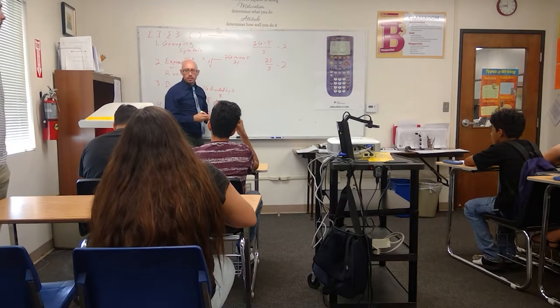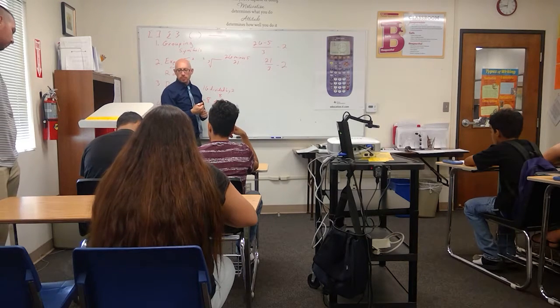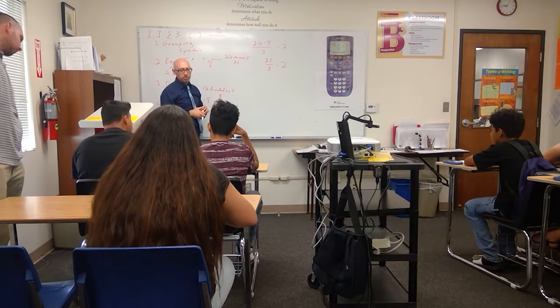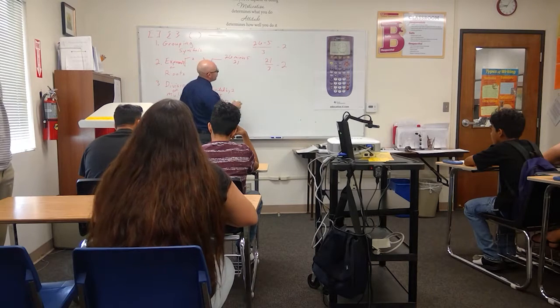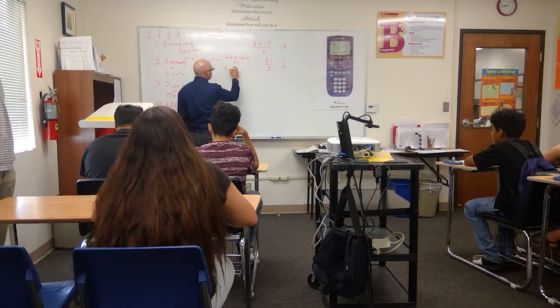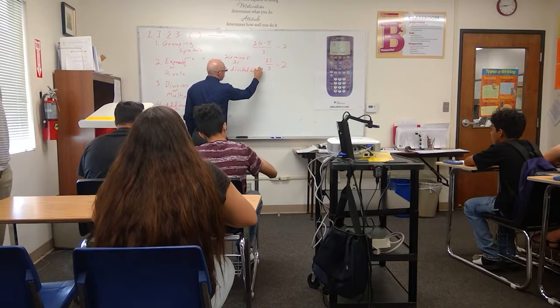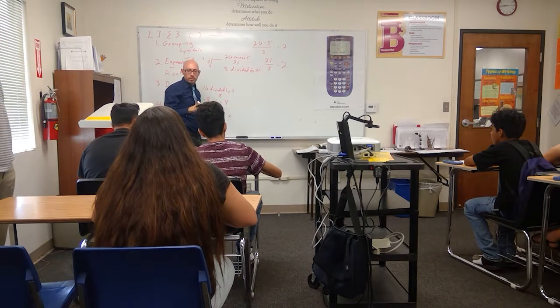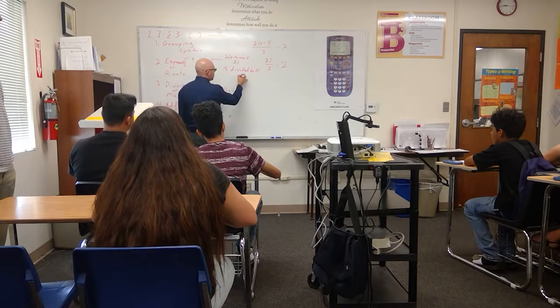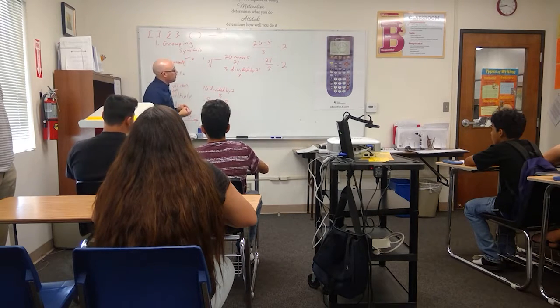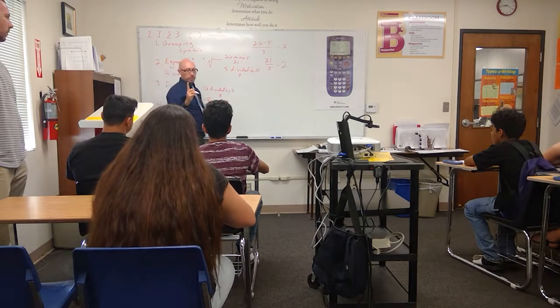What did you get when you did that? 7? Okay. So 3 divided by 21. What you did? Yeah. Okay. Equals 7. All right. So if we have 3 of something, right?